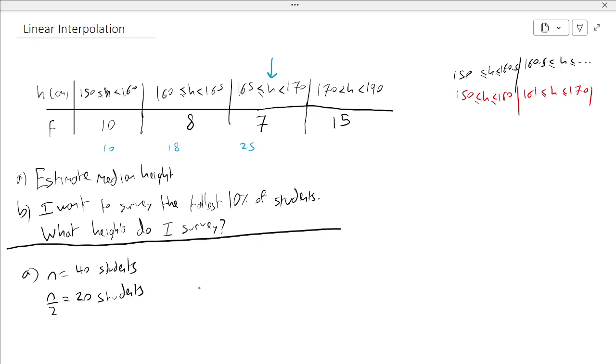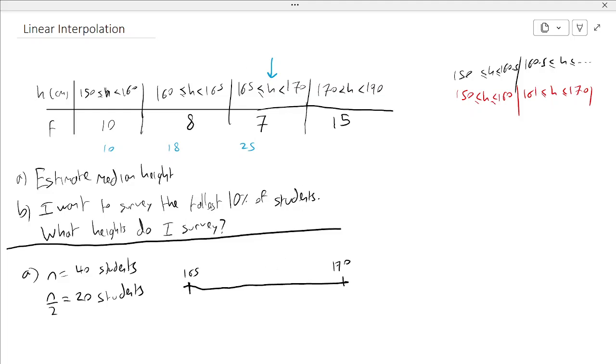Now remember, every number, is it a height or is it a number of students? So let's do the height from the top. The lower bound for this class is 165, the upper is 170. There are 10 students below 160 height. There are 18 students below 165 height. There are 25 students below 170 height.